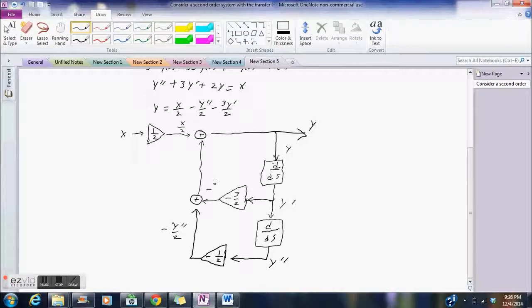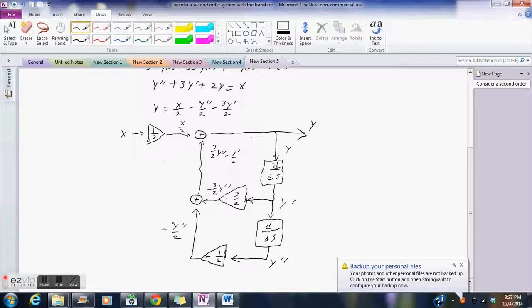So here where you see my Y primes and my Y double primes and all that, that's just showing you what's happening at that point. So Y before it goes into the d over ds is just a Y. And then once it goes through that, it turns into a Y prime because it's taking the derivative. Then it goes into another d over ds, which derives it again and makes it a Y double prime. I'm just showing this so you don't get confused on what's happening where. And this is the way that I would work out every block diagram problem.